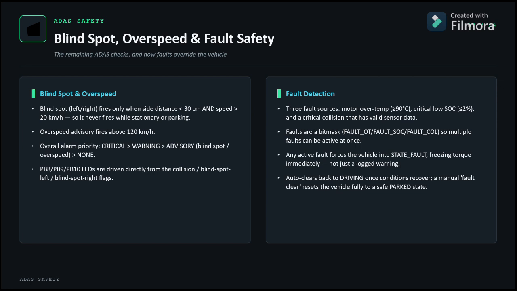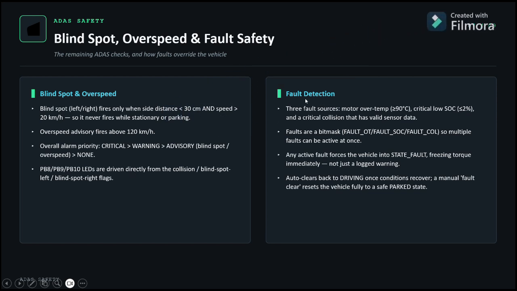Overspeed advisory fires above 120 kilometers per hour. Overall alarm priority is critical, which should be greater than the warning, which should be greater than the advisory, and that should be greater than none. So as you can see here, PB 8, 9, 10 LEDs are driven directly from the collision or blind spot left or blind spot right flags.